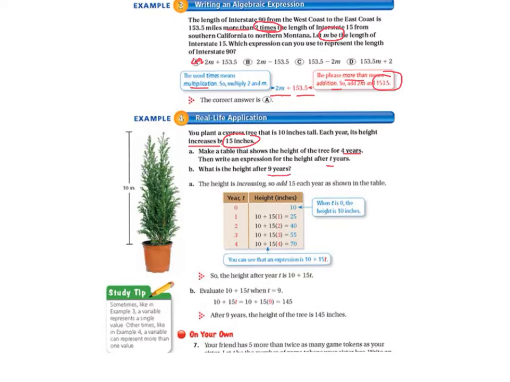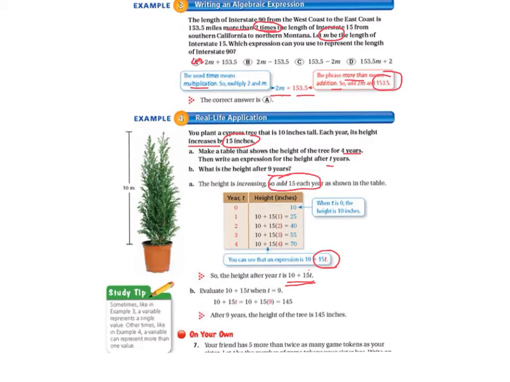Since the height is increasing, we're going to add 15 for each year, just like it does in the table. So when t is 0, the height is 10 inches. So that t is 0 when we plant the cypress tree. So our expression is 10 plus 15 times t. So t is the number of years that we have the tree. So the height after year t is 10 plus 15t.